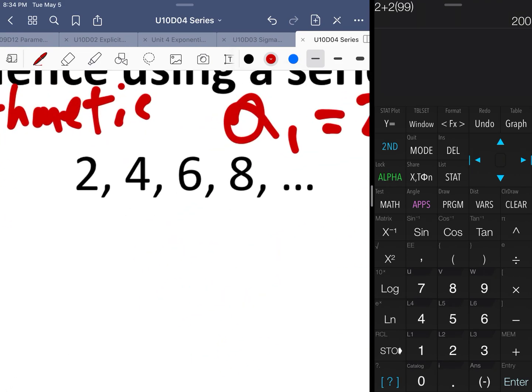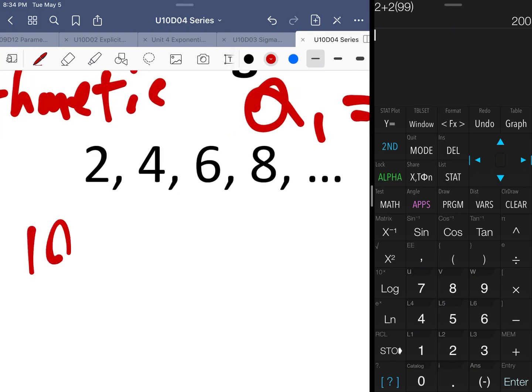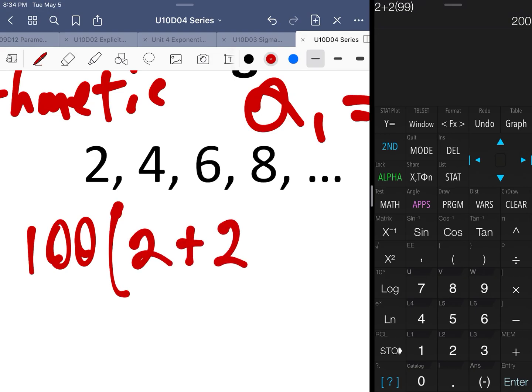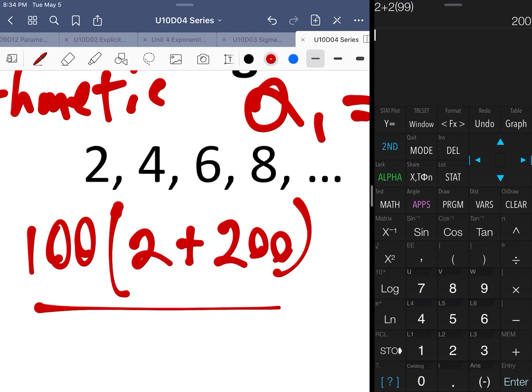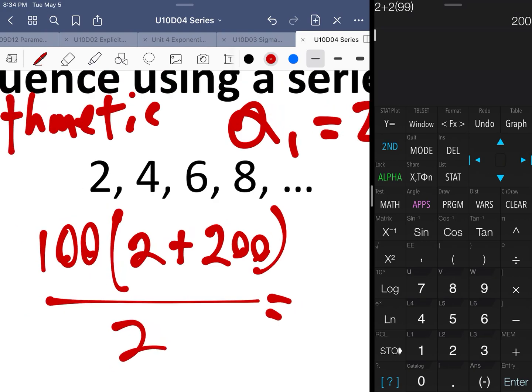So I now know the first and last term of my sequence, so I just have to use the formula, which is the number of terms, which is 100, times the first term, which is 2, plus the last term, which is 200, and divide this by 2, and I will get the sum.